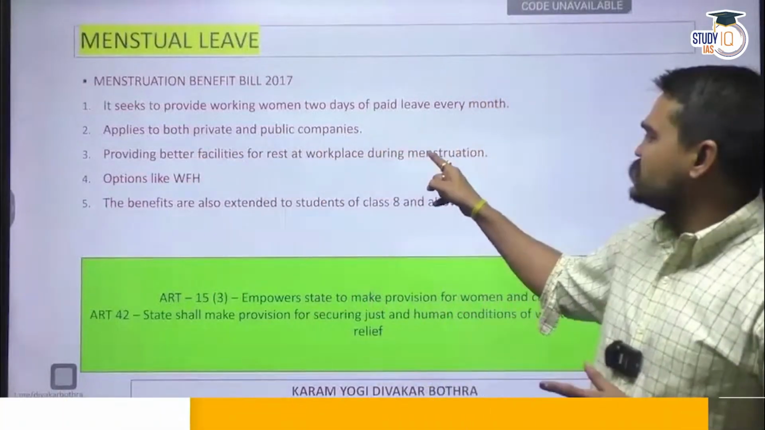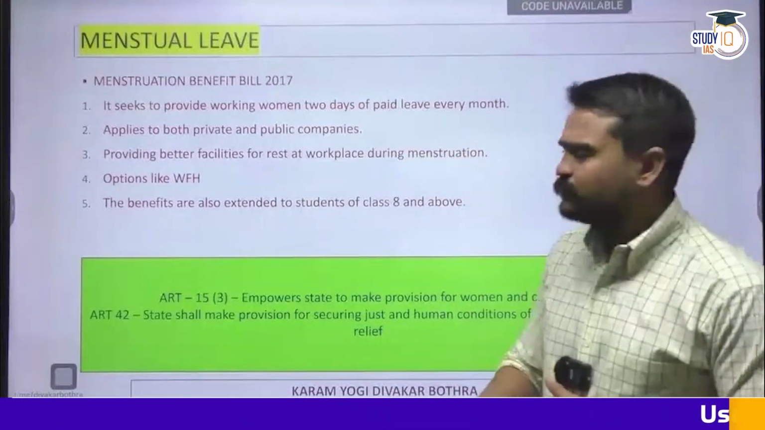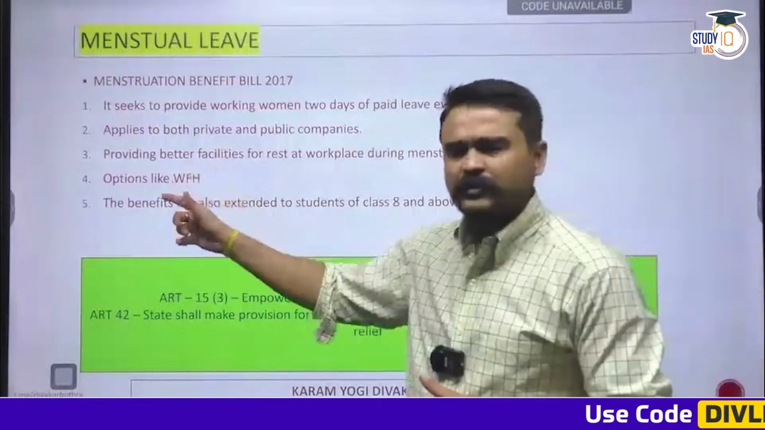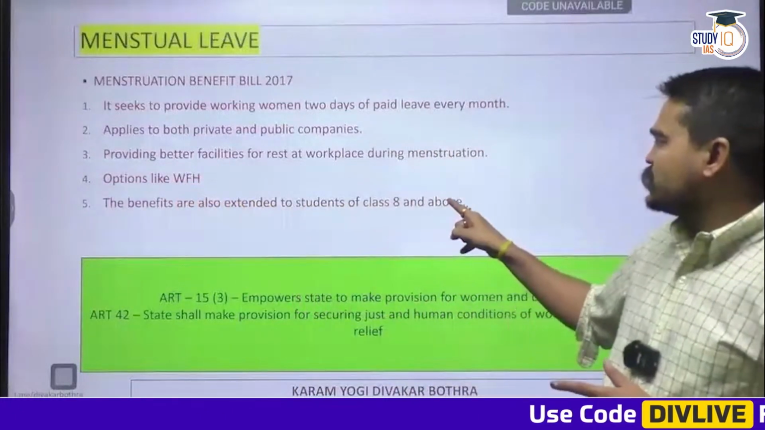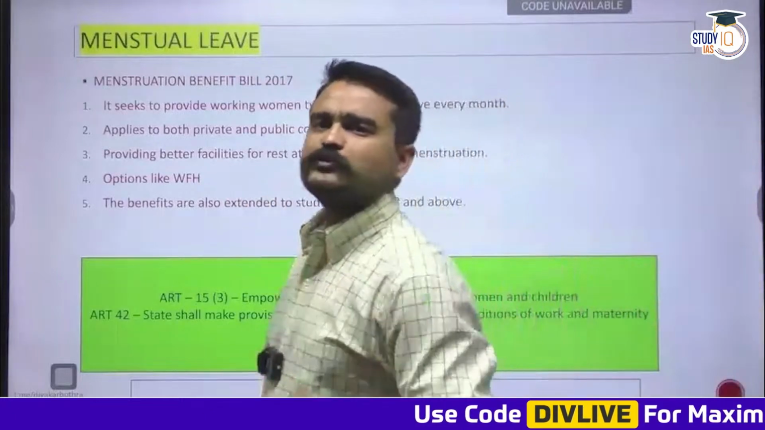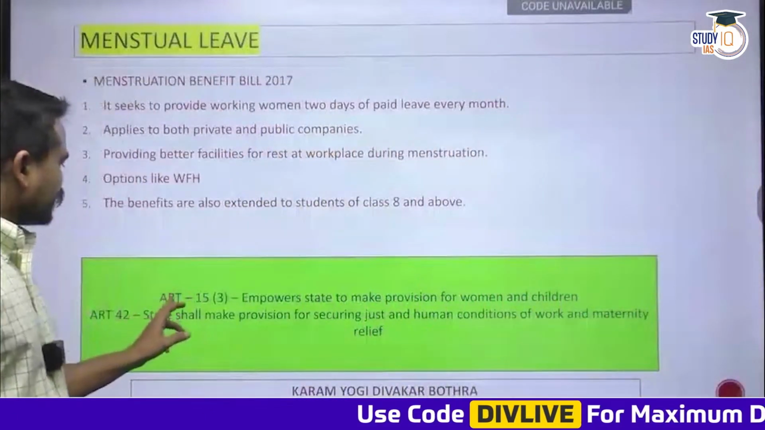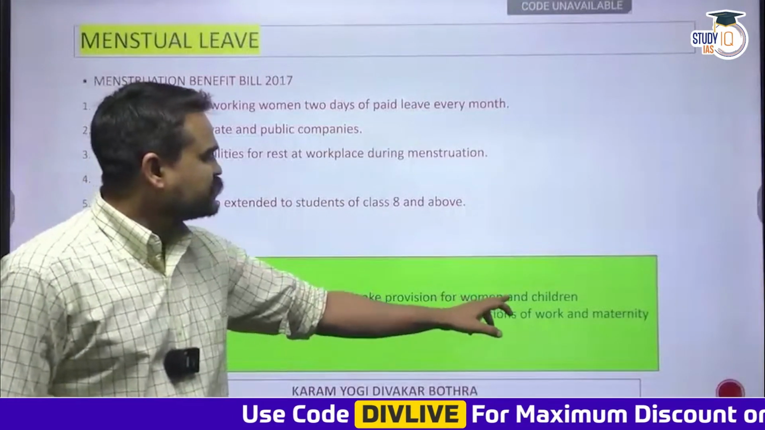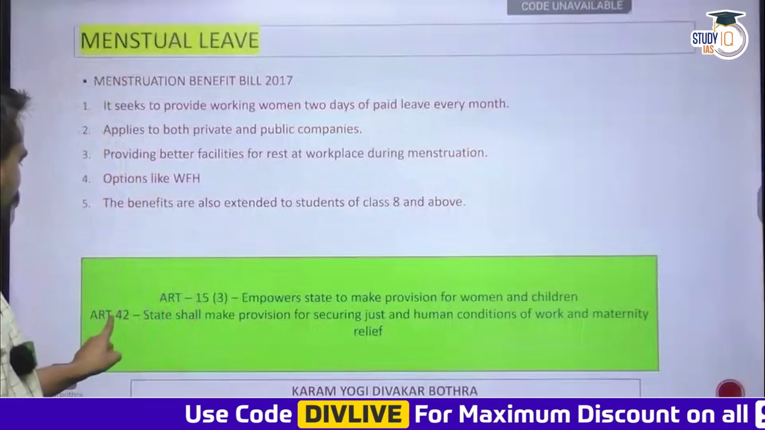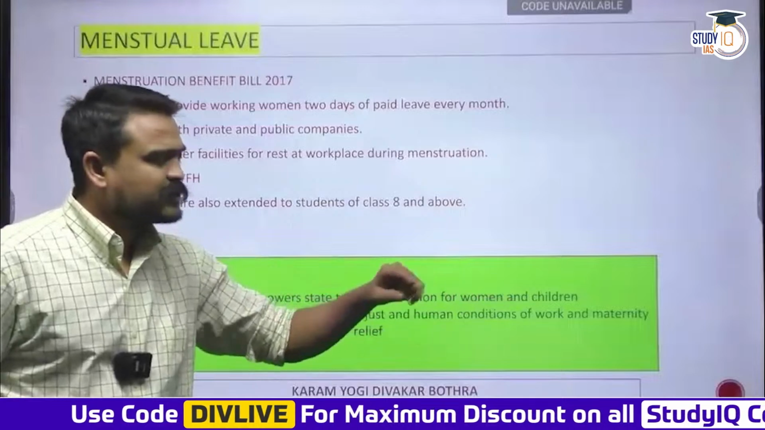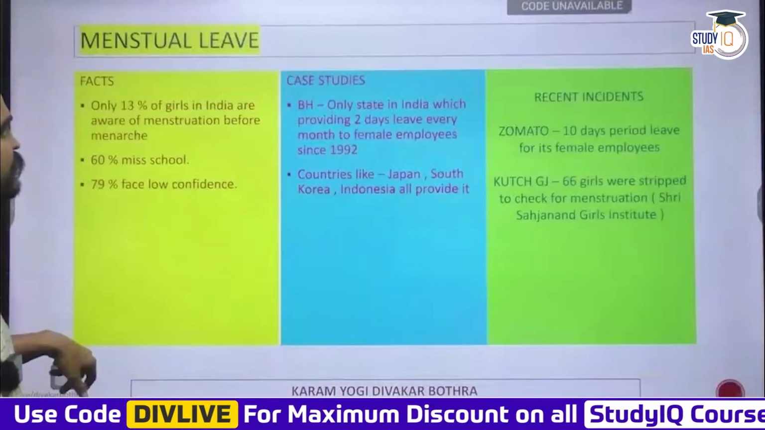Providing better facilities for rest at the workplace during menstruation. Options like work from home during the periods. The benefits are also extended to students of class 8 and above. Article 15(3) empowers the state to make provision for women and children. Article 42 says the state shall make provision for securing just and humane conditions of work and maternity relief.